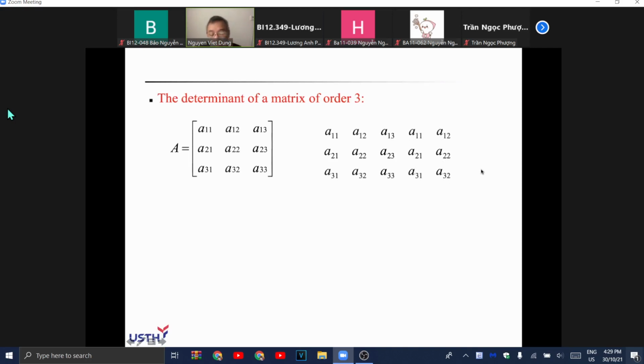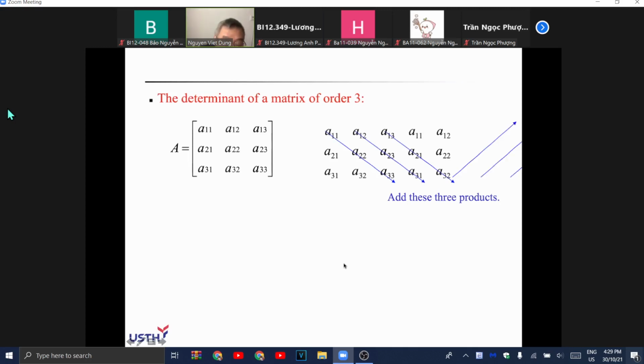Now, you multiply the entries lying on the blue arrow like that, and then you write the result down here, and we add them together. We add the 3 products here. That is the first step.